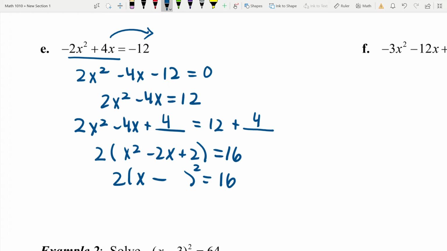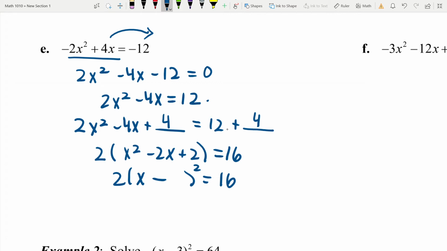Okay, ready? Look up for me, would you? I made a mistake. I did it on purpose. I want you to look forward, okay? Do me a favor and stop writing for just a second. So once we got to here, then I wrote 2x to the second minus 4x plus blank equals 12 plus blank. 4 divided by 2 is a 2. 2 to the second is a 4.